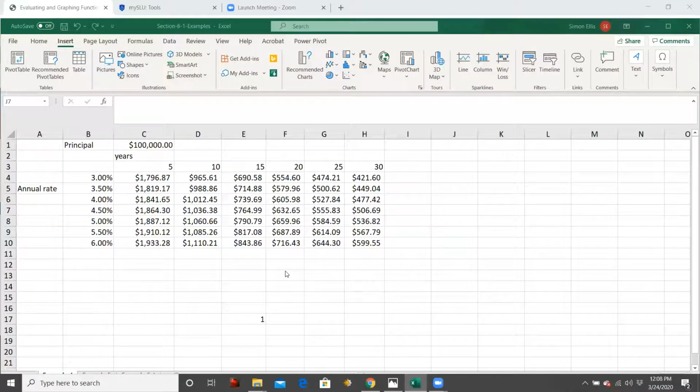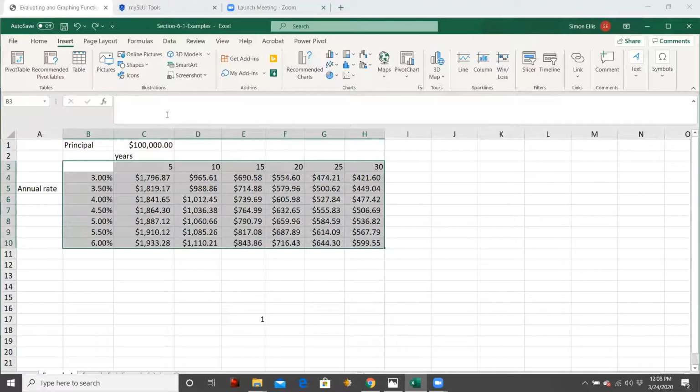Okay, so now we're going to talk about graphing. So we take our previous problem. This might be set up a little bit differently than it was in the previous portion of the video, but notice the main change here is that we had our annual rate and our years in this block here, and we moved them to our labels to these places. And that's because if they were here, it would affect the way Excel graphs and it would mess up our graph. So let's select the data that we want to graph.